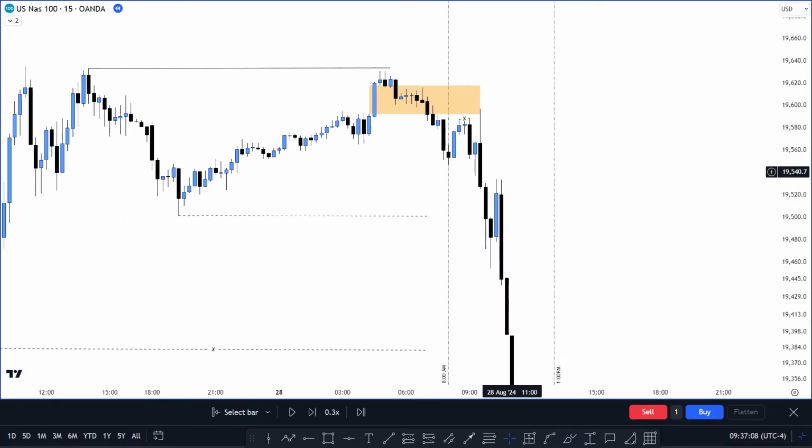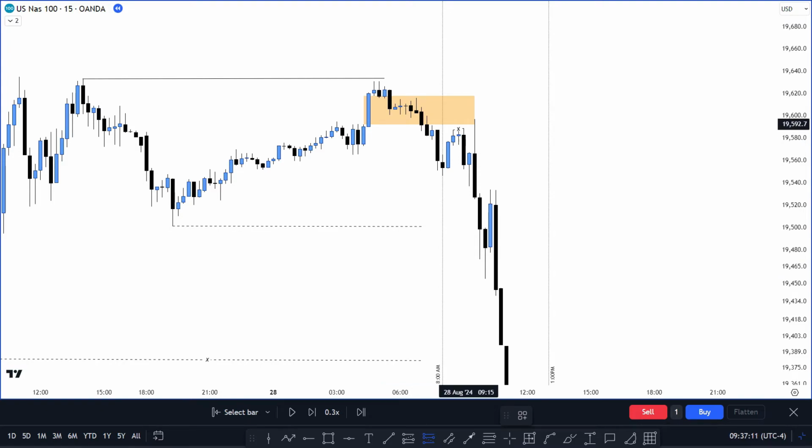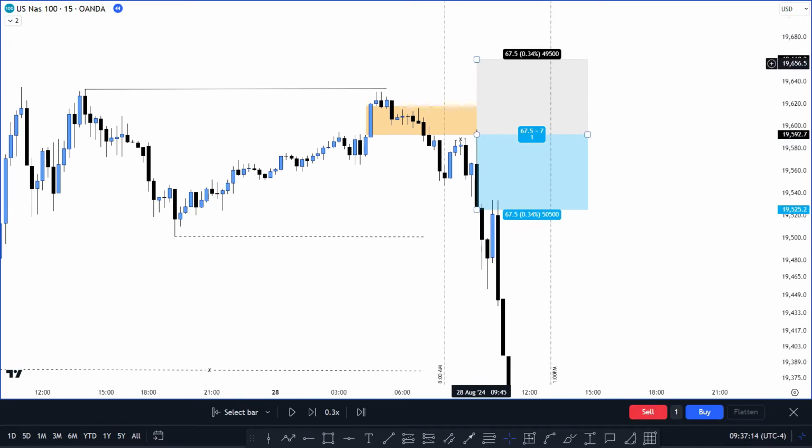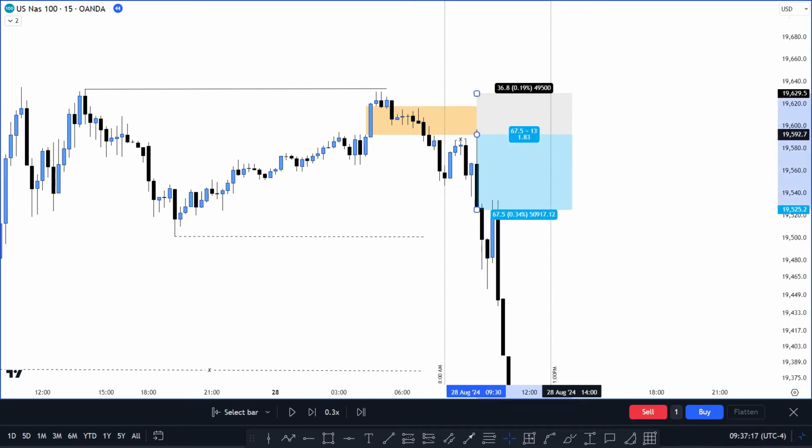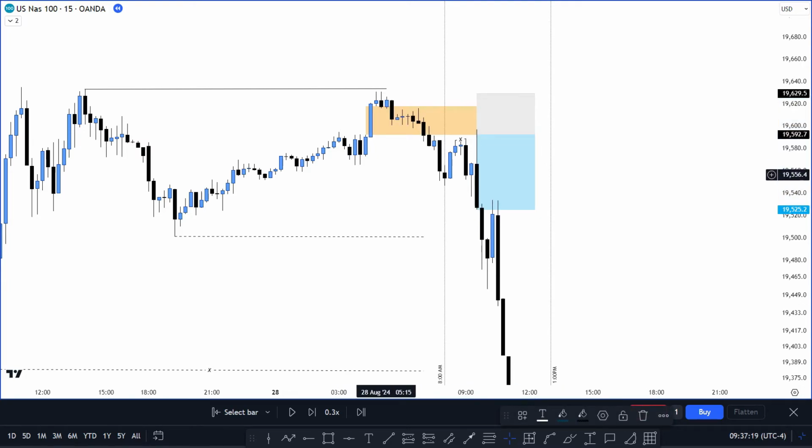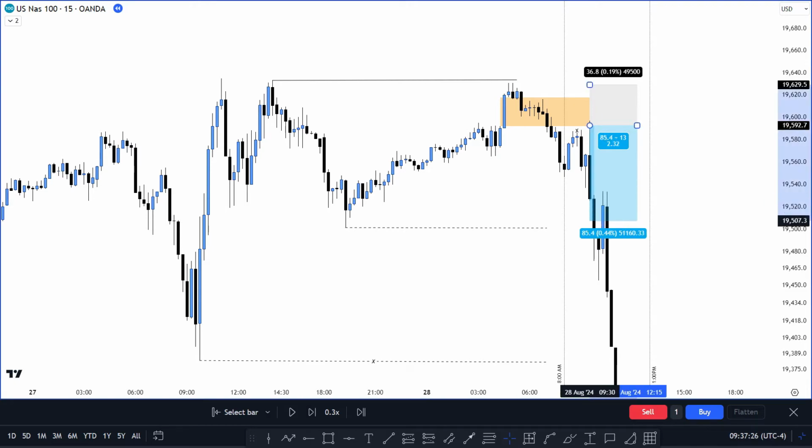For us to enter inside of this inversion fair value gap, you can either take the risk entry. The risk entry is just the first entry where you have a wider stop loss. You can take it right at the open of this inversion fair value gap, with the stop loss right at the high. And then just like I stated, we're targeting Asian lows.